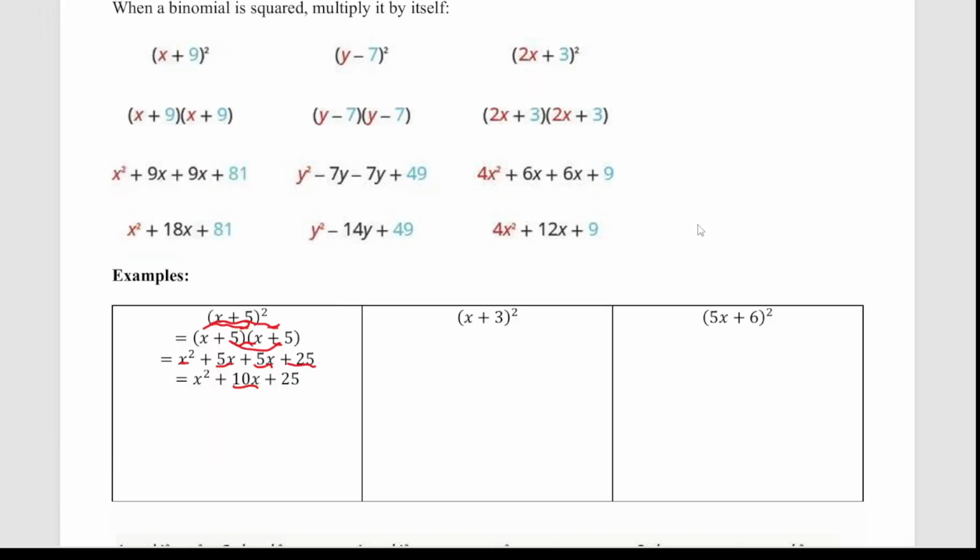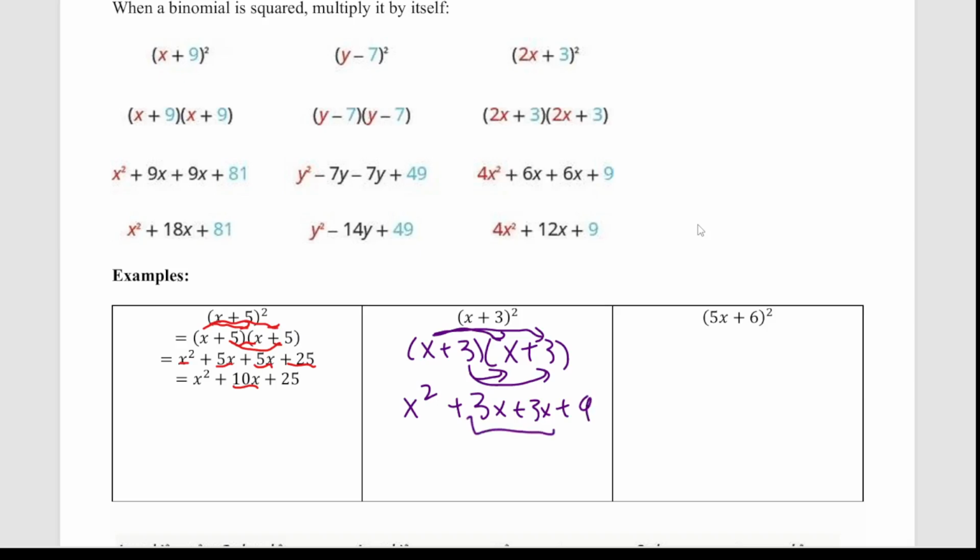Similar deal here. So if I have x plus 3 all squared, I'm going to rewrite that as x plus 3 times another x plus 3, which means I've got x times x to make x squared, x times 3 to make a 3x, 3 times x to make another 3x, and 3 times 3 to make 9. And then those two middle terms combine to make 6x.